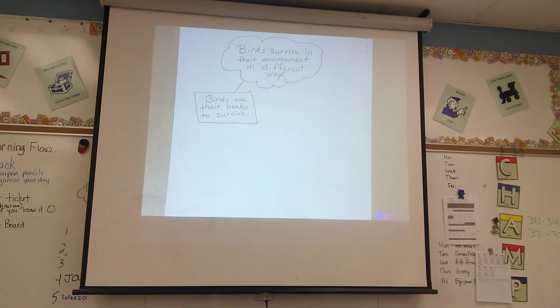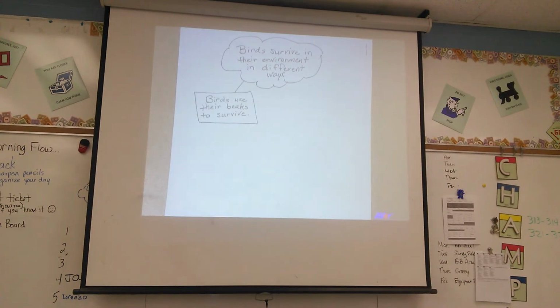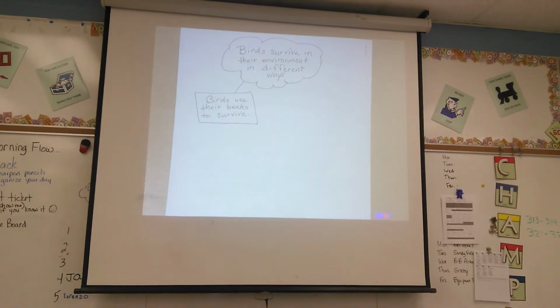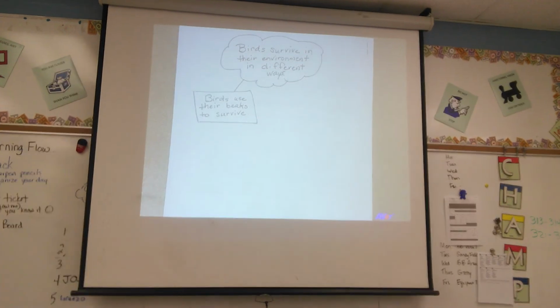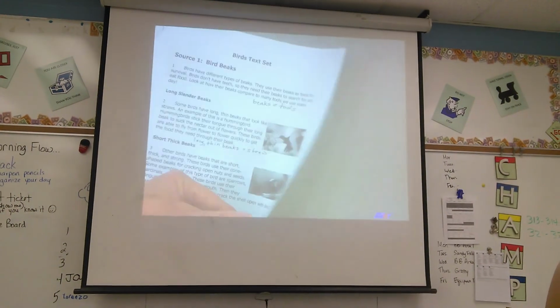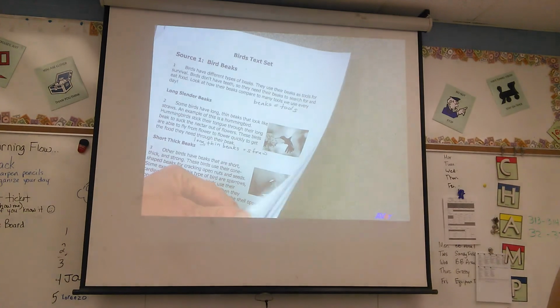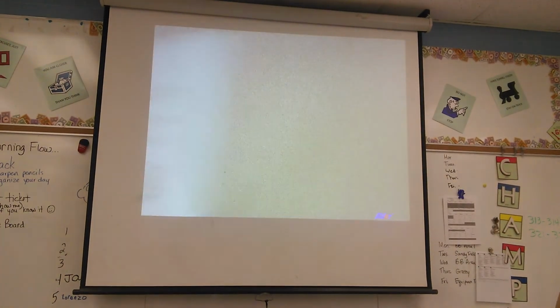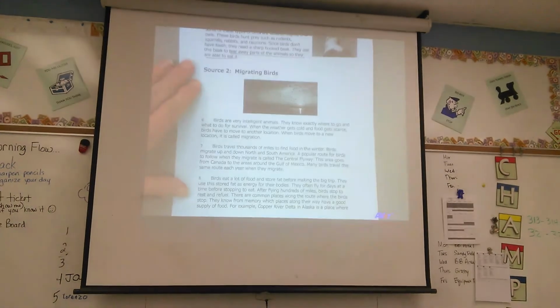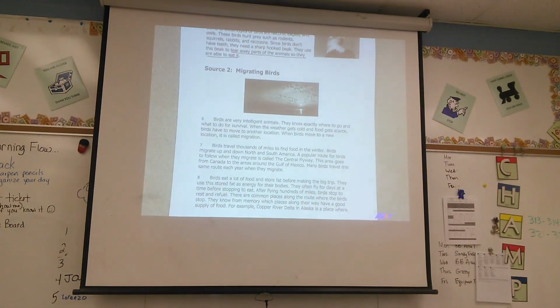It's a sentence. Make sure it begins with a capital letter and ends with a period. Okay, so let's look at source 2. What did source 2 talk about? Octavia, what did source 2 talk about?